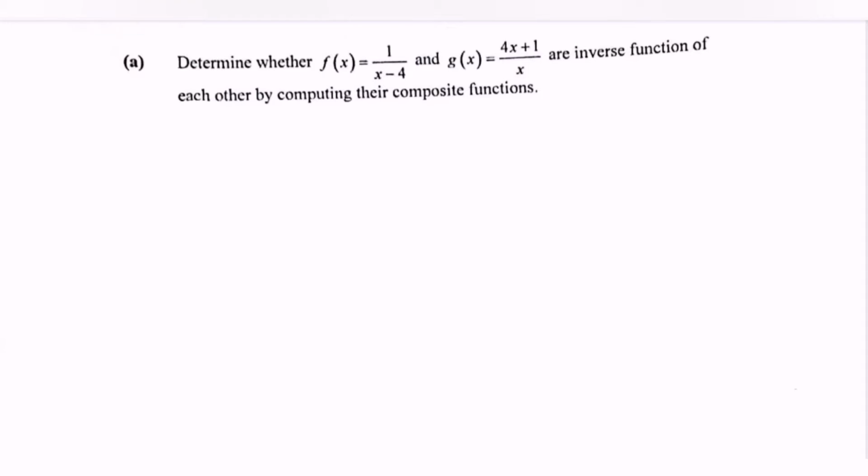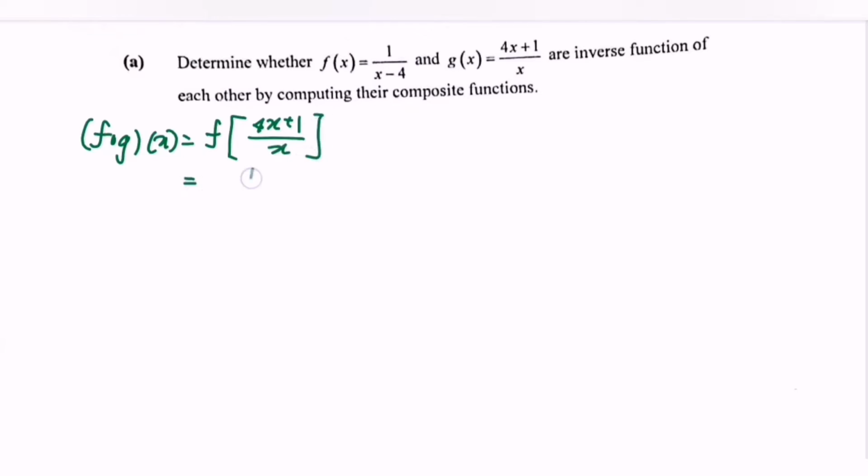In this video, I'm going to discuss the example for function and graph. Determine whether the functions f(x) and g(x) are inverse functions of each other or not, by computing their composite functions. So first, what we have to do is to find f∘g. f∘g means that we substitute the function g into the function f. So where we have f bracket, we have the function g.